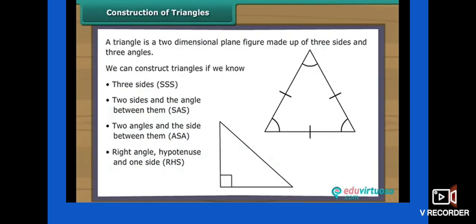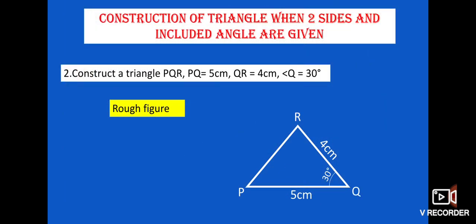Next, we have to construct a triangle when two sides and the included angle are given. Here two sides are given, 4 centimeter and 5 centimeter, and the included angle 30 degree. Construct a triangle PQR. PQ equal to 5 centimeter, QR equal to 4 centimeter, angle Q equal to 30 degree. It is given in the question. This is the question. So we draw a rough figure.